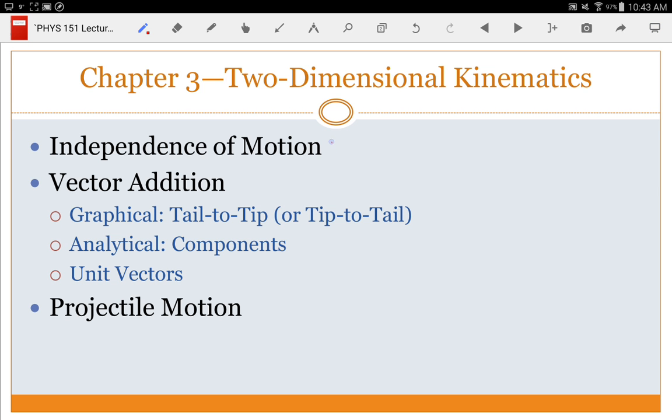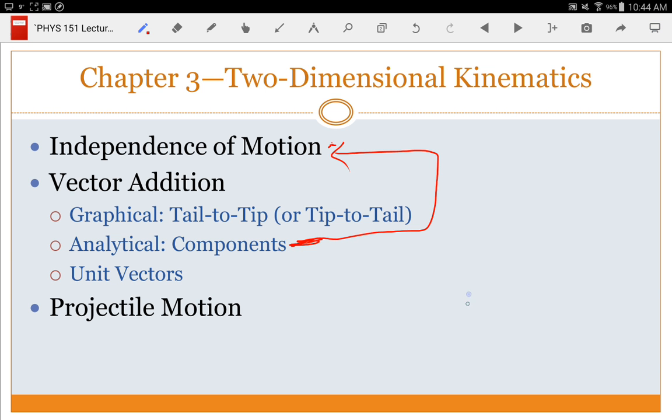So independence of motion, you need to be able to break vectors into components if you're going to use independence of motion. So make sure that you're up to date on how to break a vector into its components using your trigonometric functions. Once again, you'll have the definitions of sine, cosine, and tangent provided for you, but you need to be able to use those to break a vector into its components or to find an angle based on the components. You need to know how to add vectors.